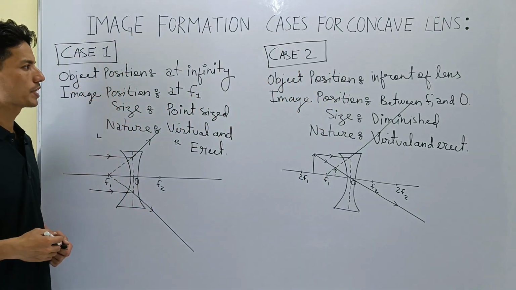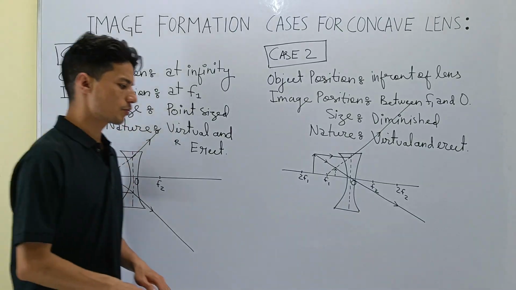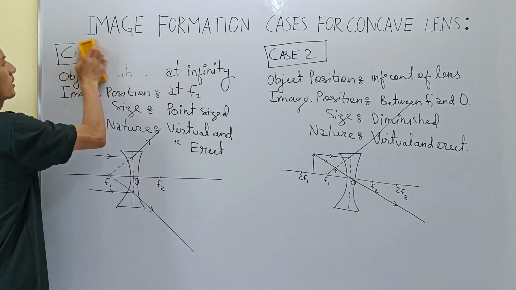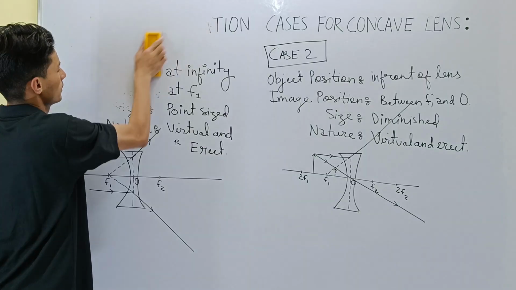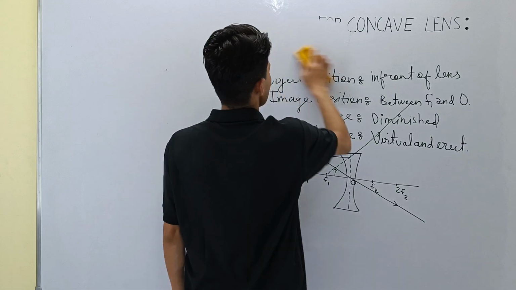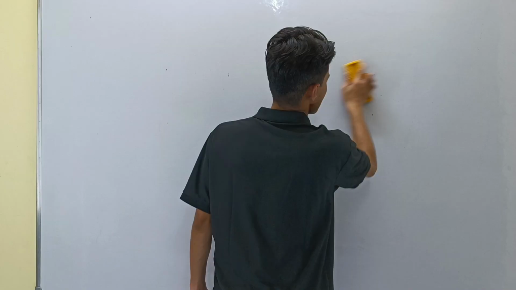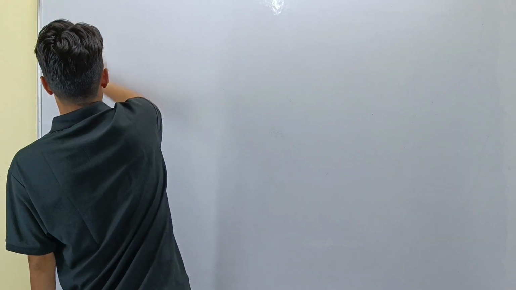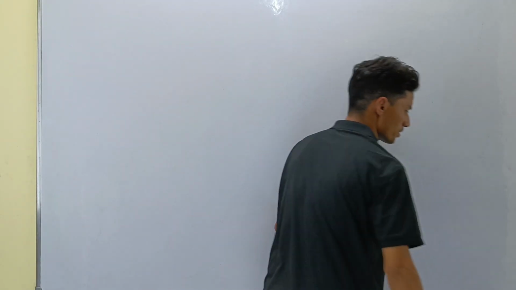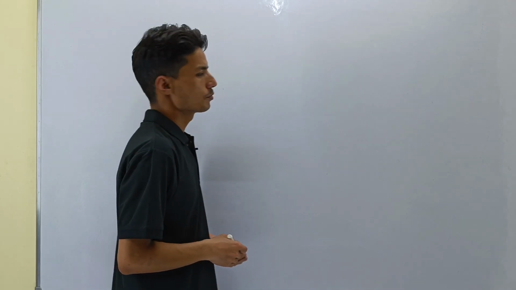These are the two cases for concave lenses. Now we will proceed with the next topic, which is lens formula and magnification. It's a small topic. All I have to do is give you the formula, and I will not be giving you the sign convention, because the sign convention I have already given you for mirrors is exactly the same. The same sign convention is followed.